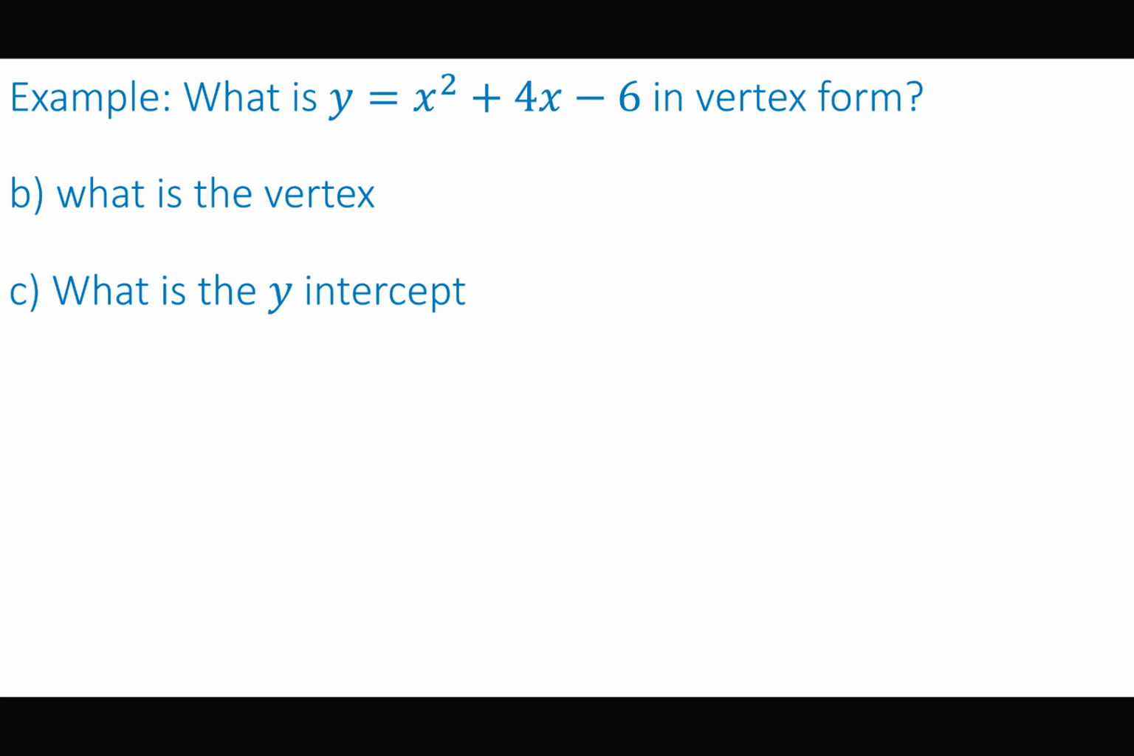Okay, same question. So our vertex was negative 2, negative 10. Y-intercept. So we have two equations going on. We have standard form, and we also have our vertex form, which was x plus 2 squared minus 10. These are the same. This is the same parabola. It's just written in different ways. The y-intercept I actually find from standard form. So my y-intercept is negative 6.